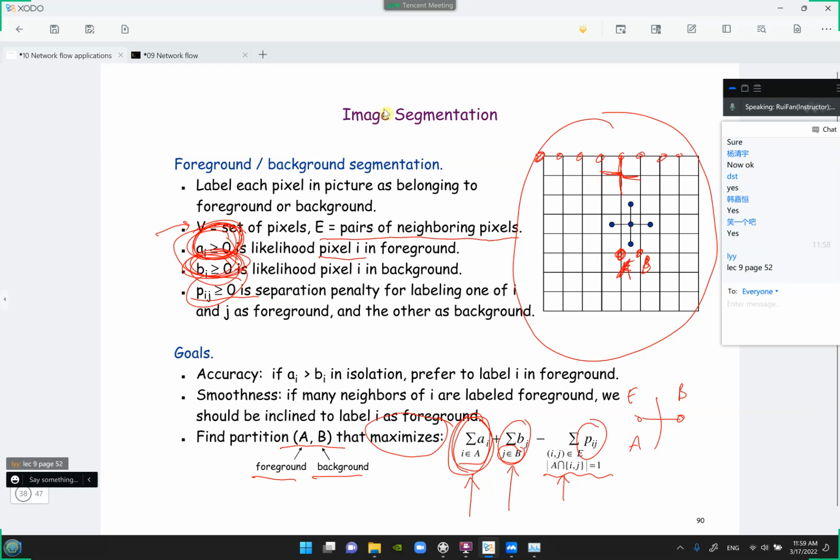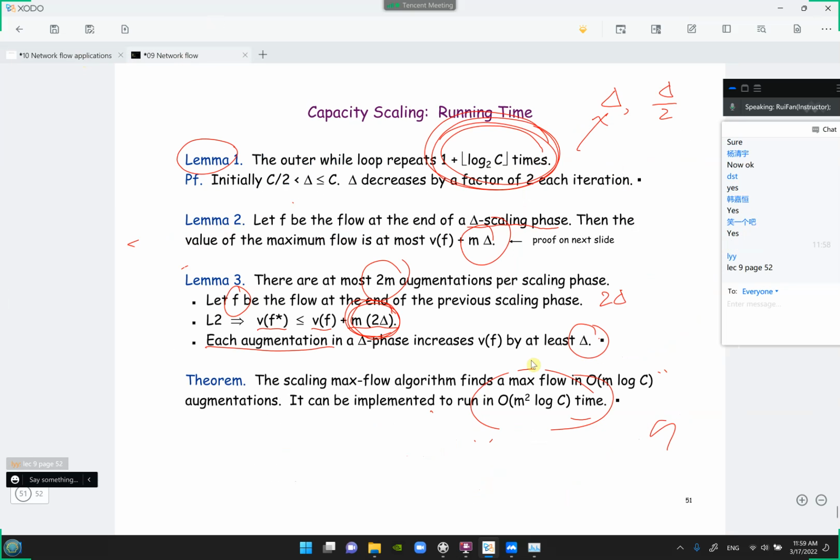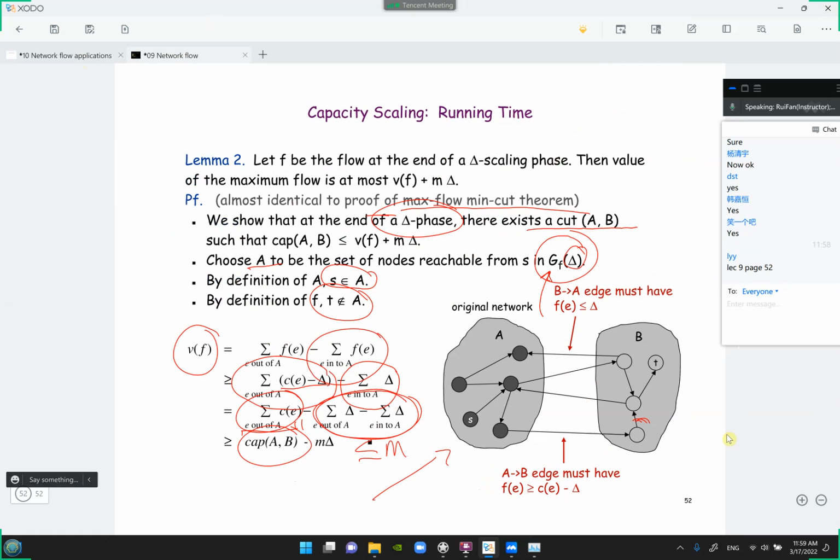Lecture 9, page 52. Okay, one second. All right, page 52. Why is the flow from B to A, F(e), less than delta? Oh, okay. So you're asking about this?